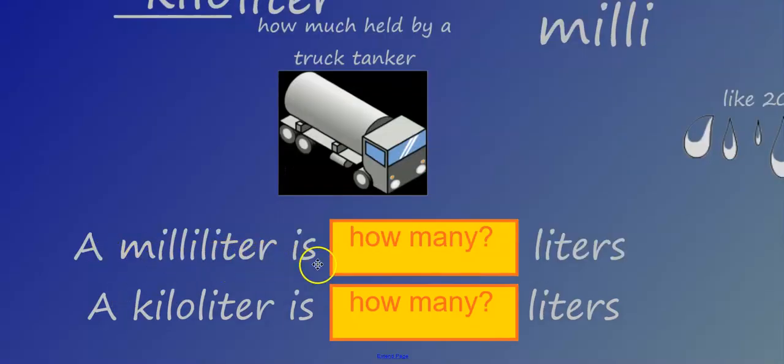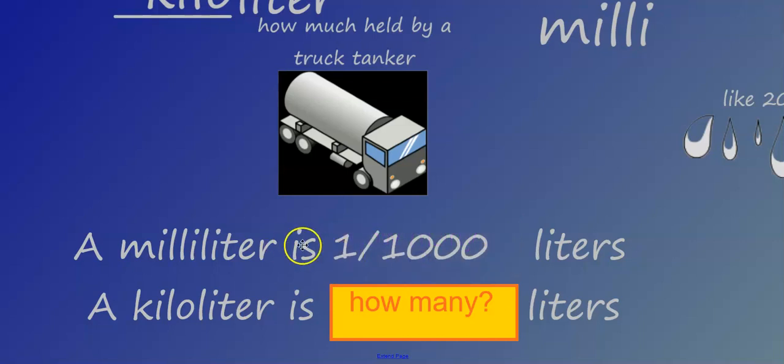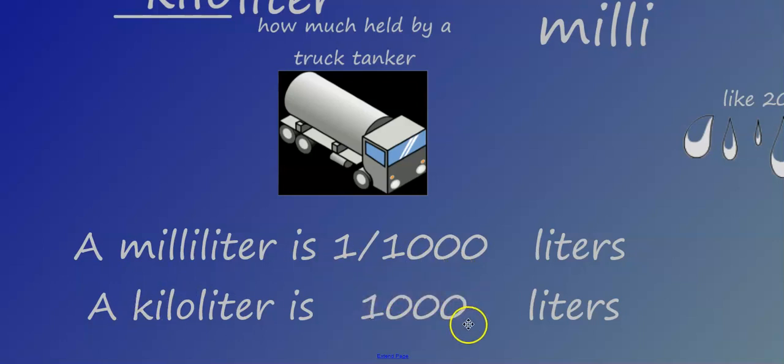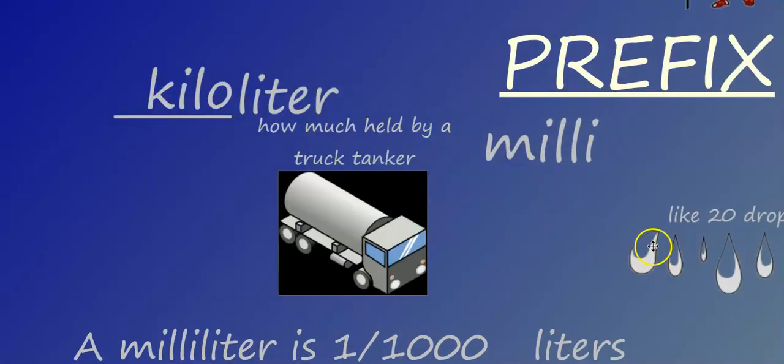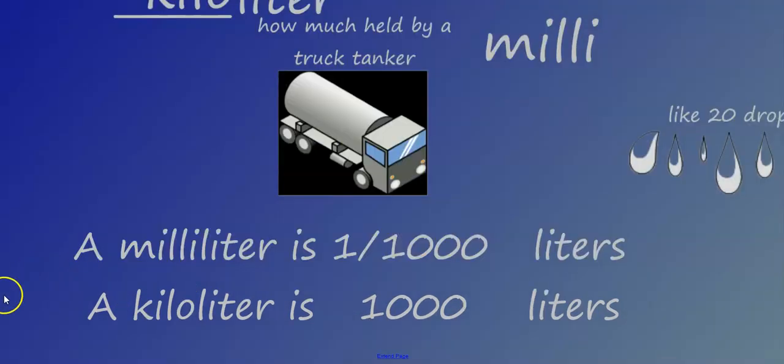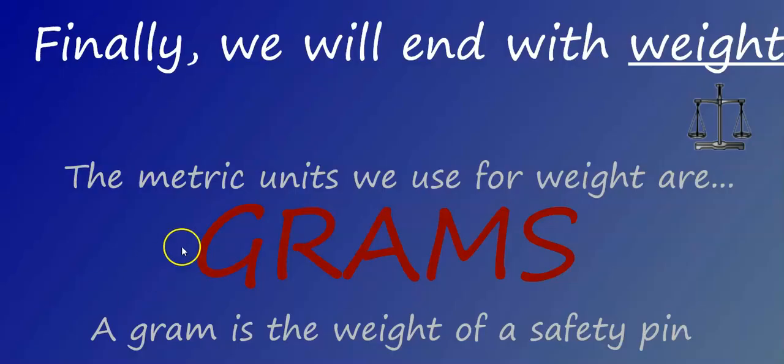All right, so a milliliter is 1/1000th. It's just a very small part of the thousand, whereas a kilo is 1,000. It's the big parts, okay? So milli is small and kilo is big. Milli, small, kilo, big.